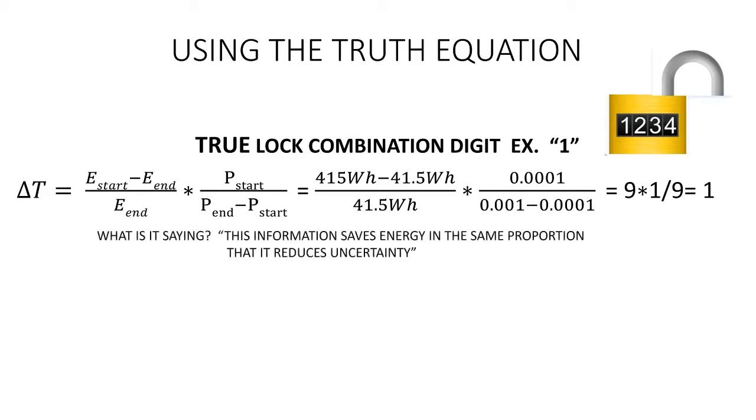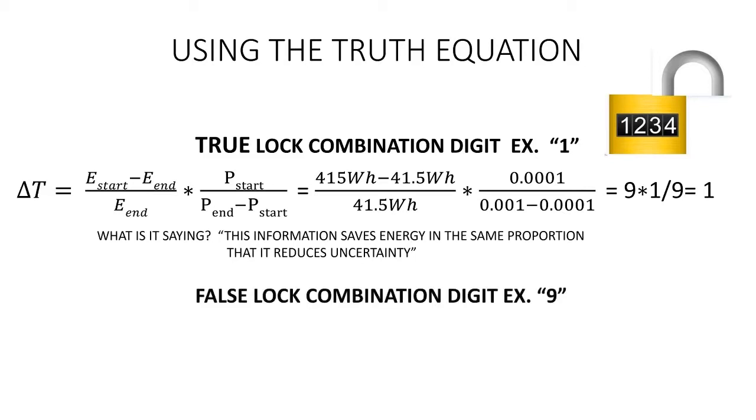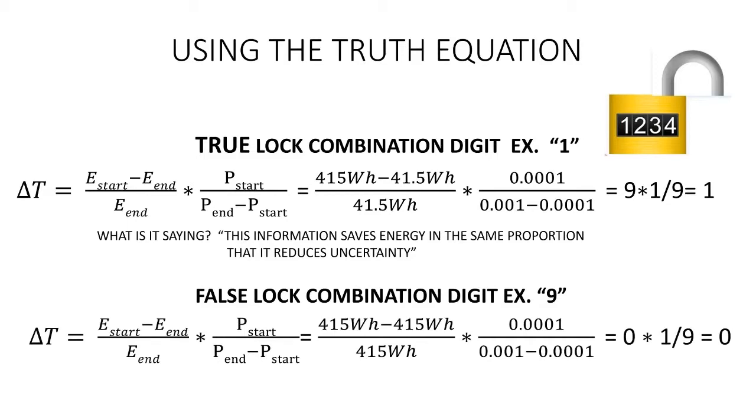This is saying that this information saves energy in the same proportion that it reduces uncertainty. In order for this number to be 1, it has to save energy as it reduces uncertainty. So the false lock combination digit, for example, 9, which is not part of the combination, is different because it will not actually save any energy. Because there's no energy saved after knowing this information, the change in truth is 0, right?